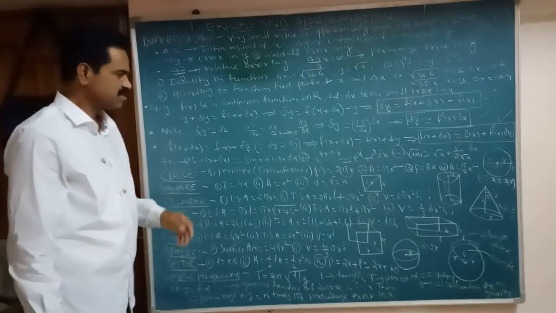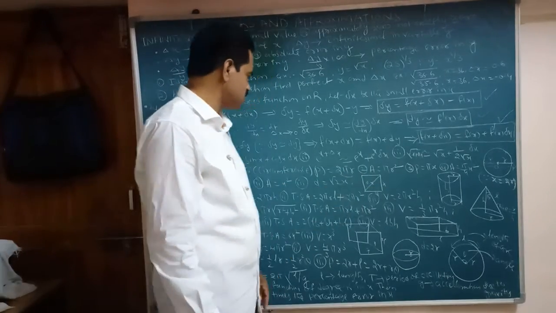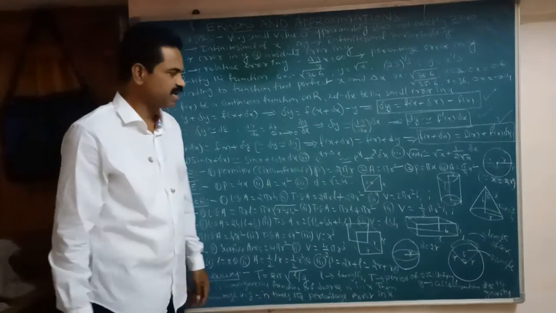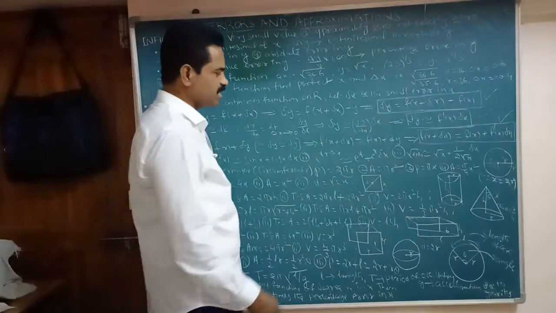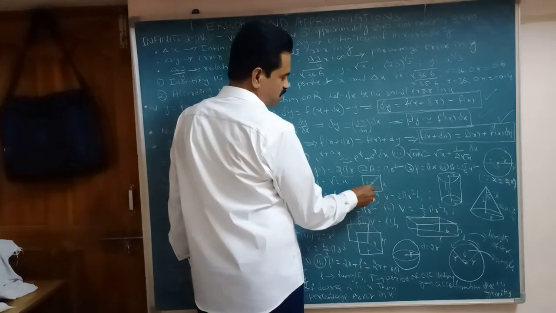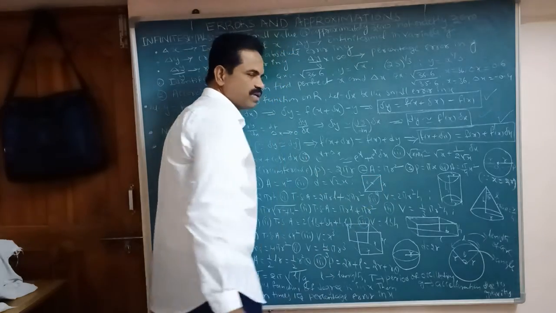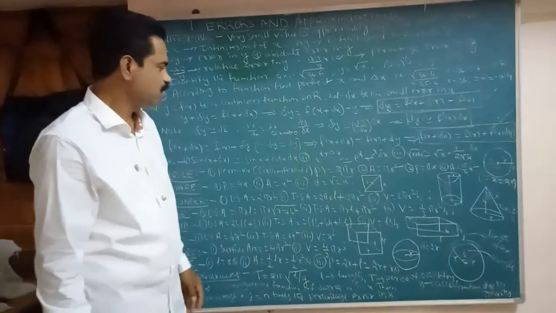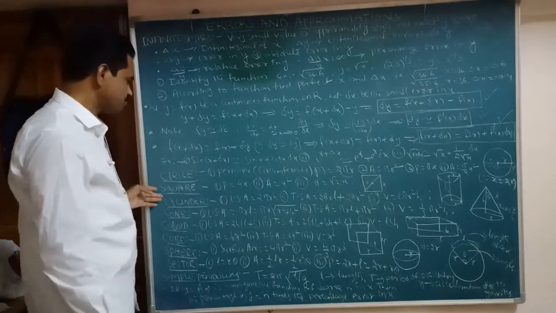And for the square, perimeter is the sum of the sides, that is 4x, and area is length into breadth, x into x, that is x square. Its diameter, using the right angle triangle: hypotenuse square equal to side square plus side square, x square plus x square. So d square equal to 2x square. Then d is nothing but root 2 x. And what is the next?